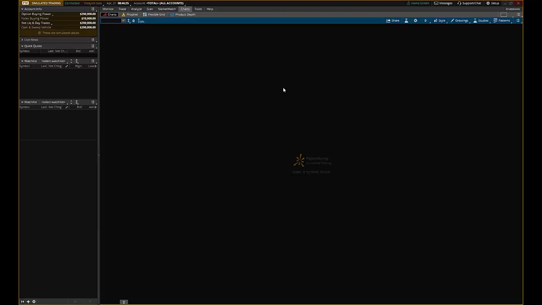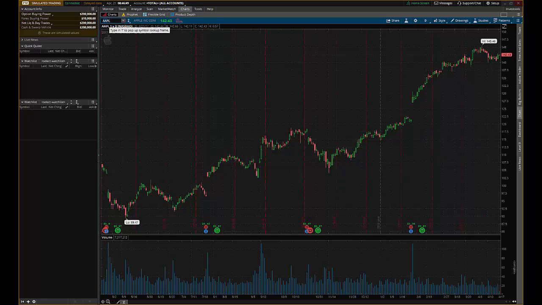Alright, so now I'm in the ThinkorSwim charting section, and from here I can look at some charts and try to figure out where I think the stock might be going. To access, just come up here and click the charts tab, and let's take a look at Apple. And these are bar charts, so you can see here there is green and red bars.